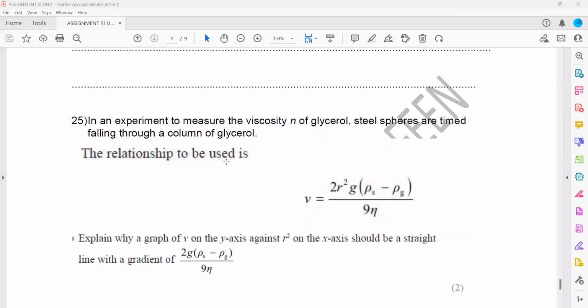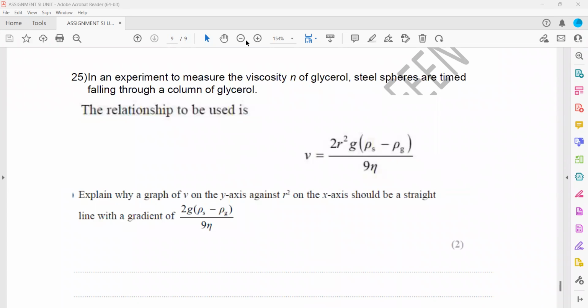And the last one: in an experiment to measure the viscosity, which is eta here, of glycerol, steel spheres are timed falling through a column of glycerol. The equation is v equals 2r squared g, the difference in the densities, divided by 9 eta. Explain why the graph of v on the y-axis and r squared on the x-axis should be a straight line with a gradient. So why should it be a straight line?